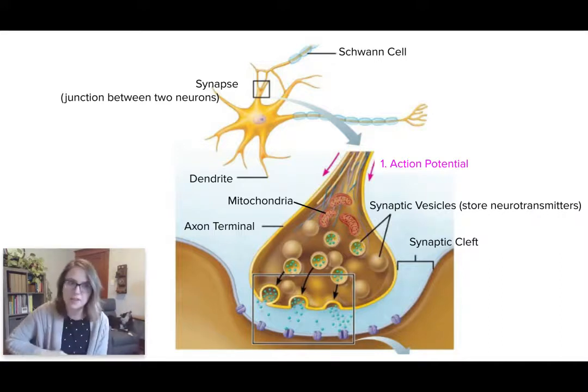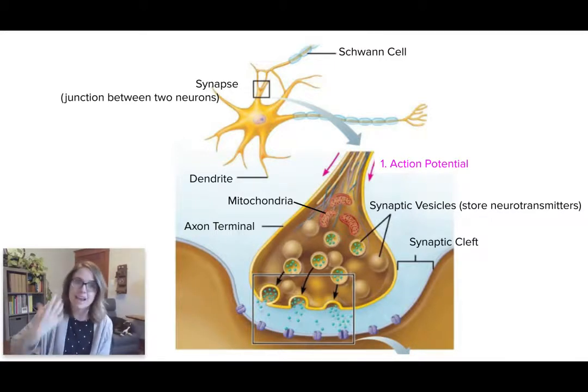Yep, we're going to use pink here to show these different steps. Like the black was what the stuff is. The pink is an action, what's happening on this picture. So the first thing that happens is an action potential. That's the fancy word we use for a little zap.